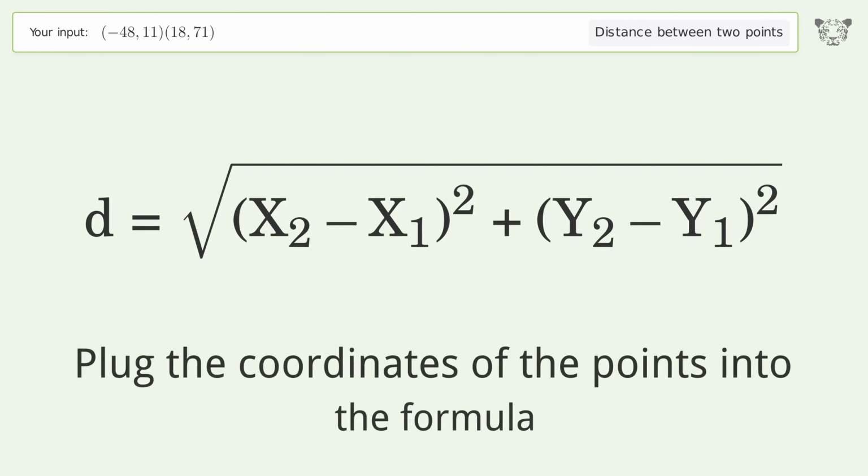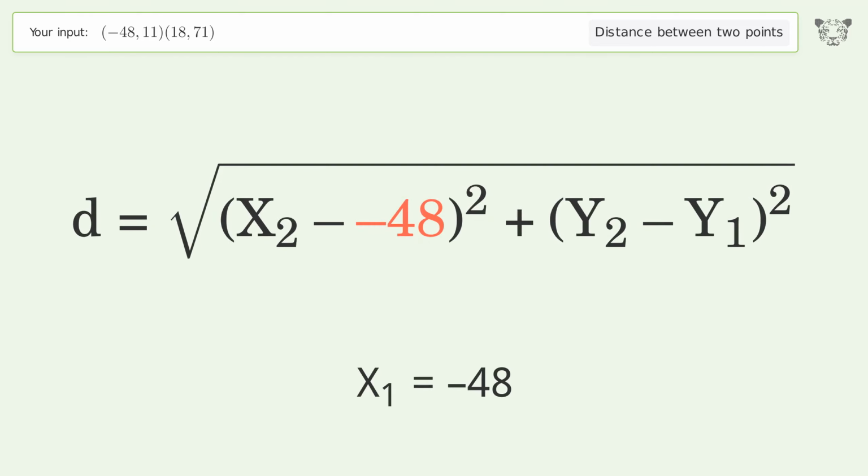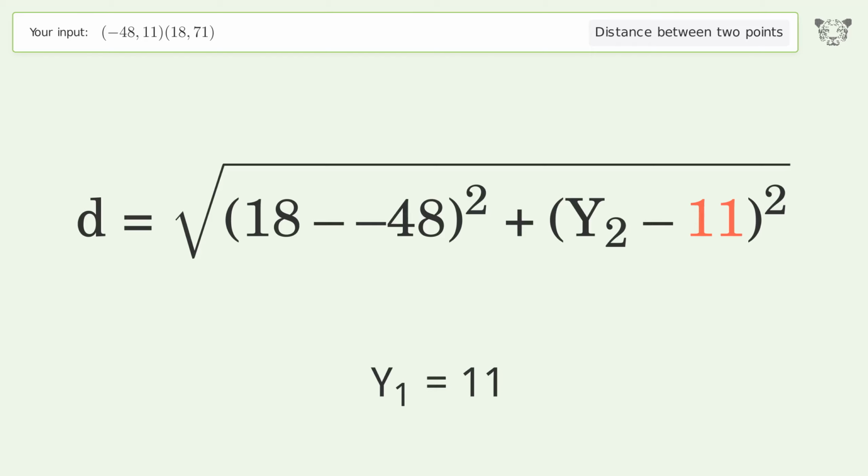Plug the coordinates of the points into the formula. x1 equals -48. x2 equals 18. y1 equals 11. y2 equals 71.